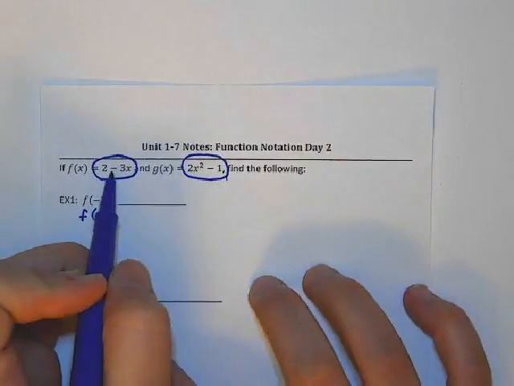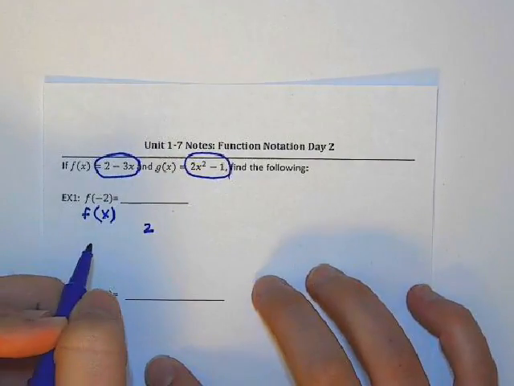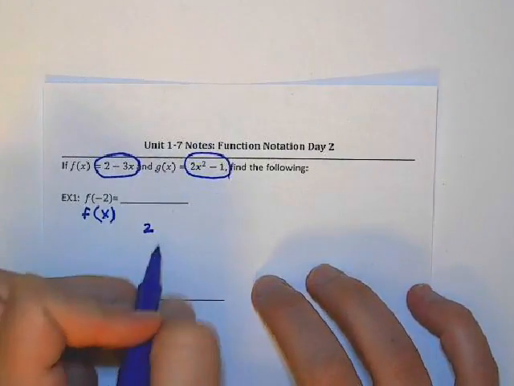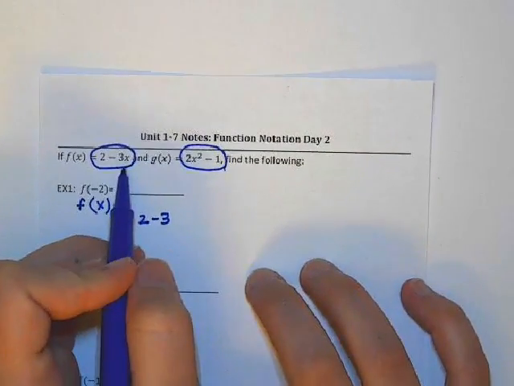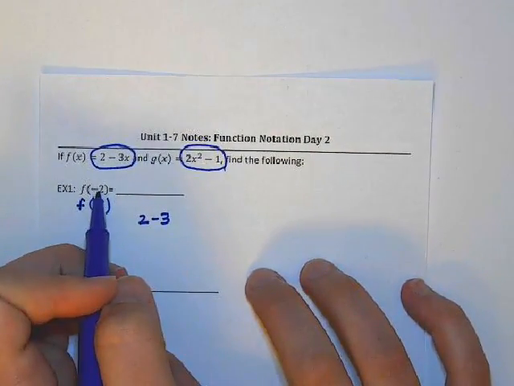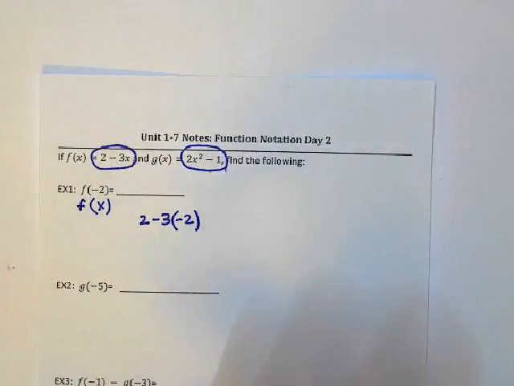Well, here's the f game. So 2 stays. Then I've got minus 3. And instead of writing x, I'm going to sub in negative 2. And he's got to have his parentheses around him because I plugged him in. His helmet. Yes, you're right. He's got to be wearing his helmet when he goes into the game.